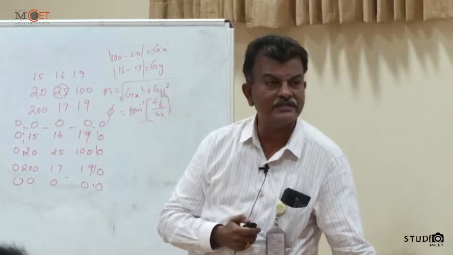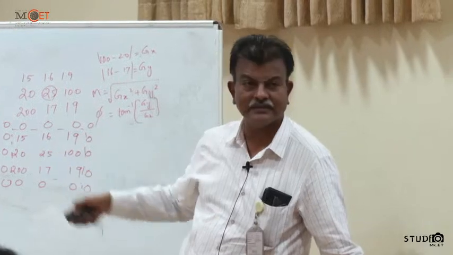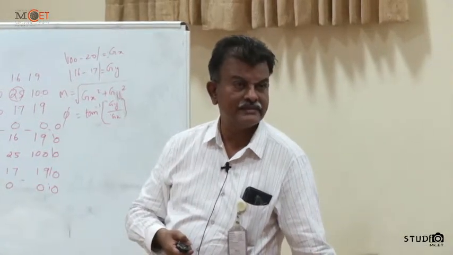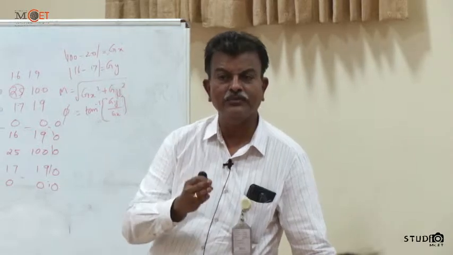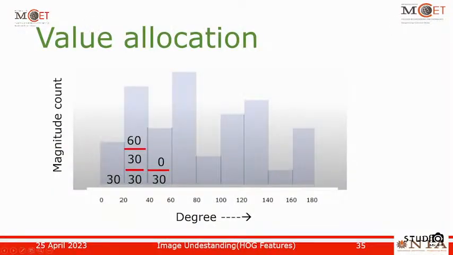This is called a HOG feature for the x axis. HOG is actually histogram of oriented gradients. Call this degree as how it is oriented. Magnitude is distance.